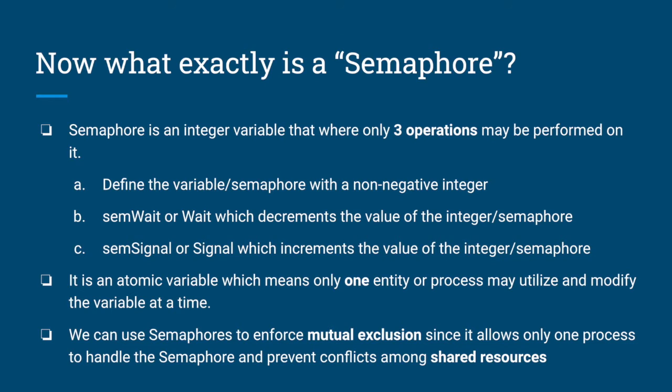It is, however, an atomic variable, which means only one entity or process may utilize and modify the variable at a time, thus providing our mutual exclusion. And we could use a semaphore to enforce mutual exclusion since it only allows one process to handle a semaphore and prevents conflicts among shared resources, which is what we want.